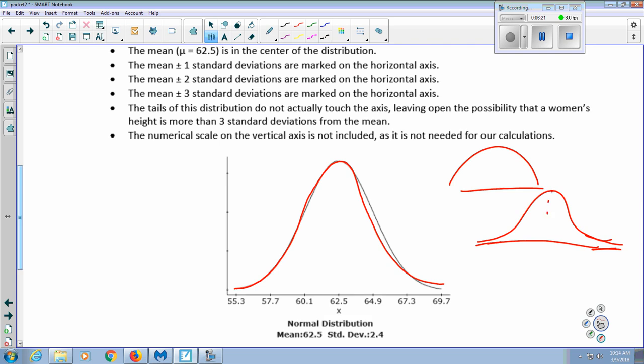I'm always going to be putting my mean right smack dab in the middle, and then I'll be going along and labeling one standard deviation up. So this is one standard deviation away from the mean. Two standard deviations is at 67.3. Three standard deviations, 69.7. So this is a model of our data. It's not our actual data. We also can go the other way, down 1 standard deviation, down 2, and down 3. And so when we draw normal models, these are the key features we want. We also always want to label what we're working with.